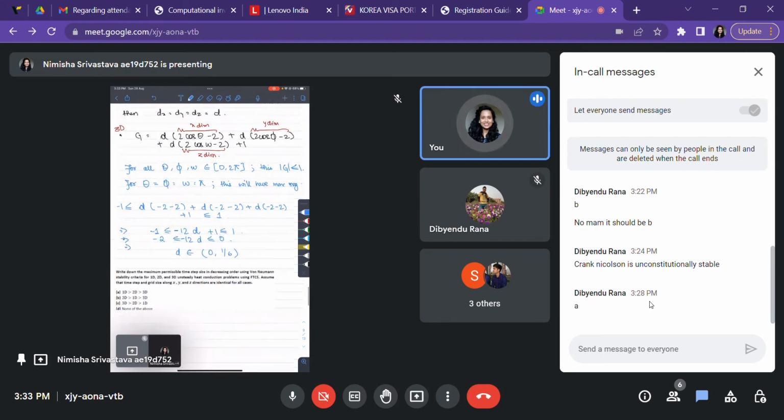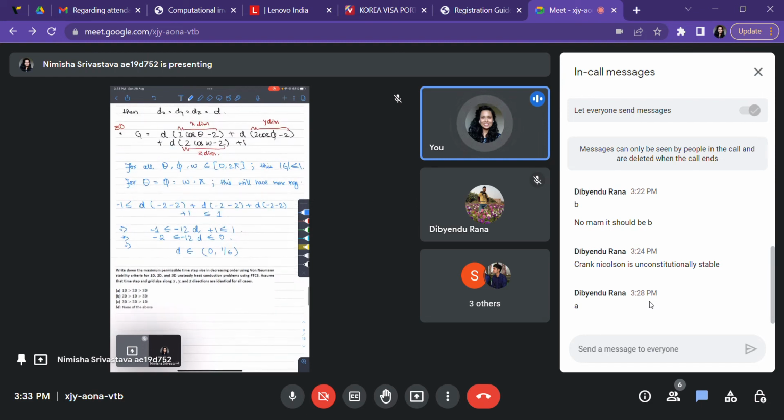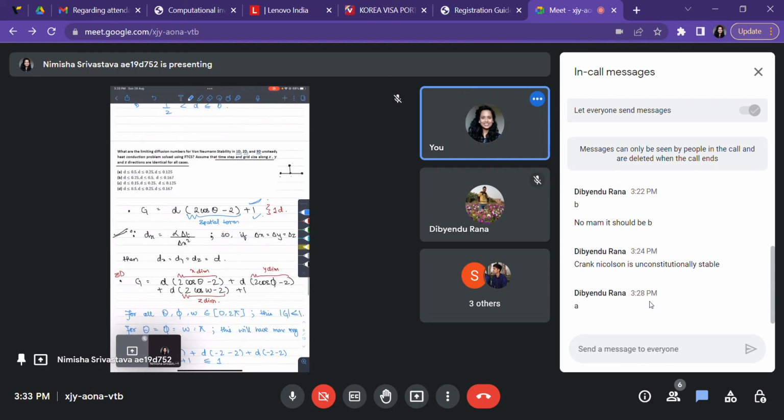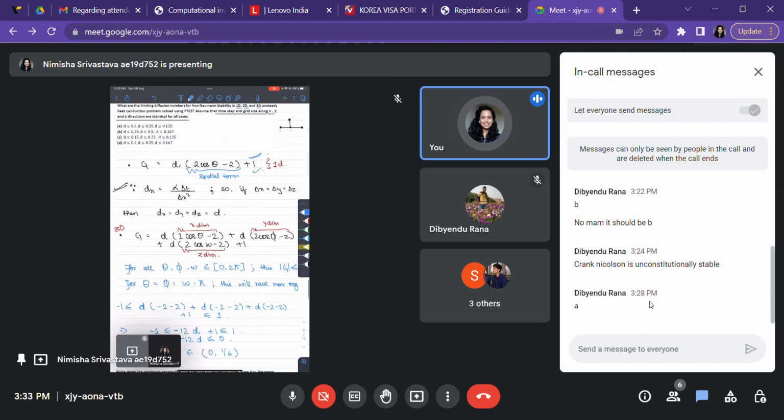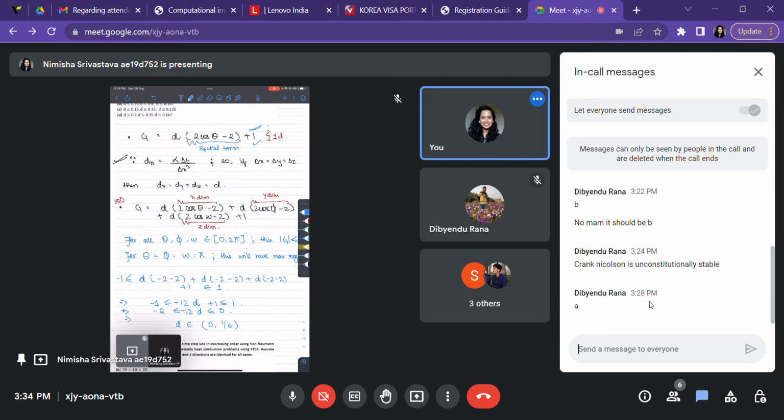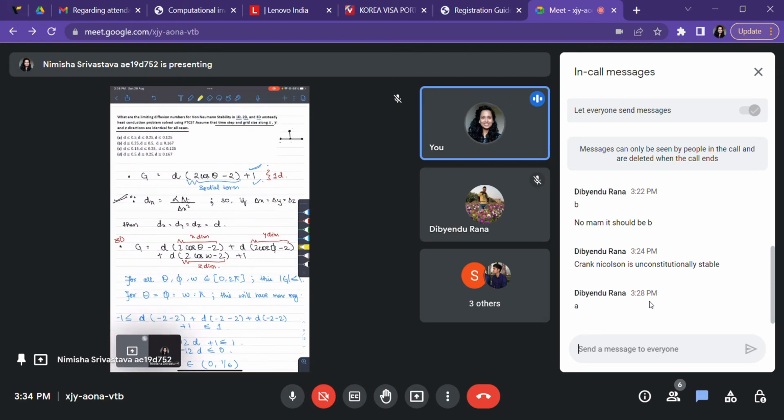Am I right in this? Is 4 into 3 12? Yes, it is. So basically I'm going to get the option. Let's see what 1 by 6 is. So 1 by 6 is 0.167. So these two options are the ones that could be correct.